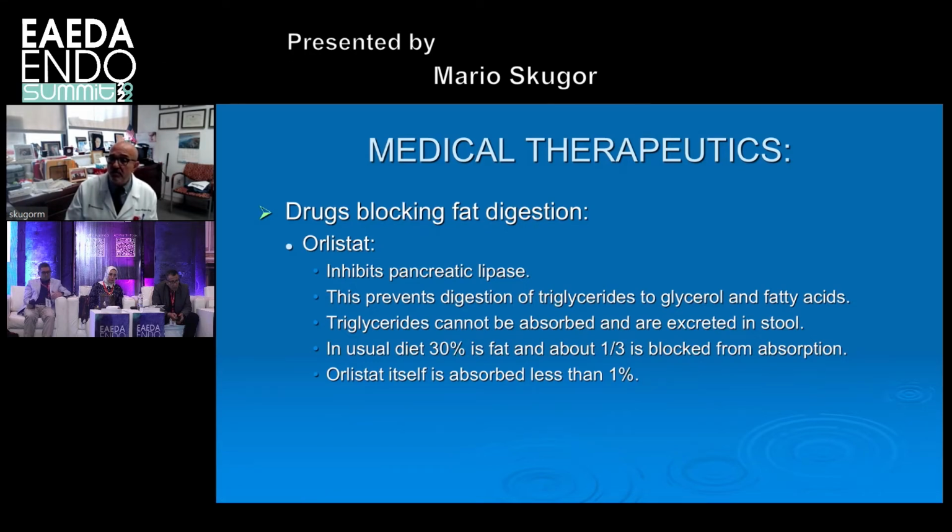Since the usual diet in the United States is about 30% fat, and about 1/3 is blocked from absorption, it will result in decreased caloric intake and decrease in weight. Orlistat itself stays mostly in the intestines. It is absorbed less than 1%.